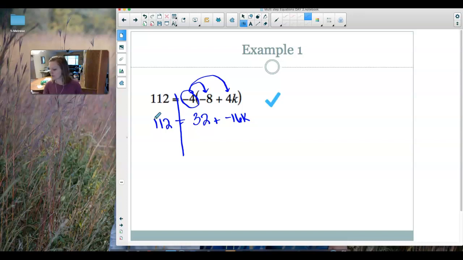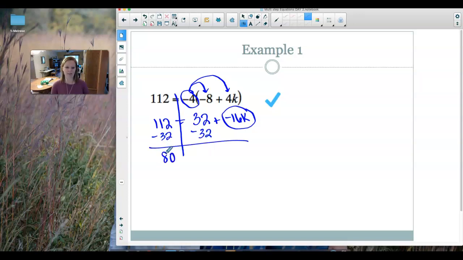From there, we have a simple equation to solve. This is a simple 2-step equation, which we should already be good at. We want to keep the variable and its best friend together as long as possible, so we need to get rid of the 32. So we would put -32, and my pen is kind of all over the place. So -32. Okay, 112 minus 32 is going to be 80, equals -16k.